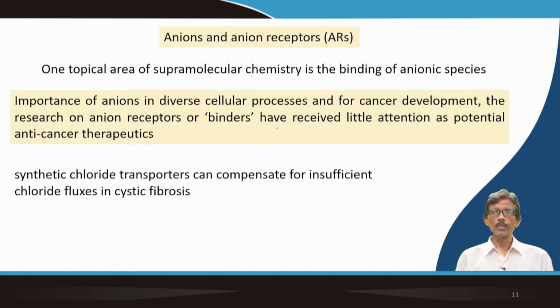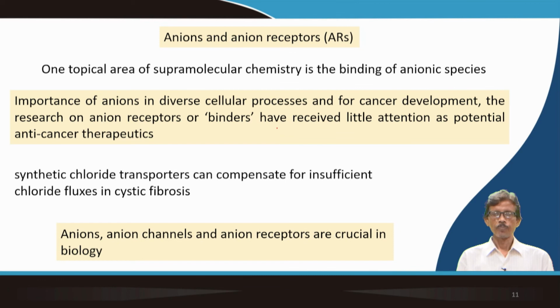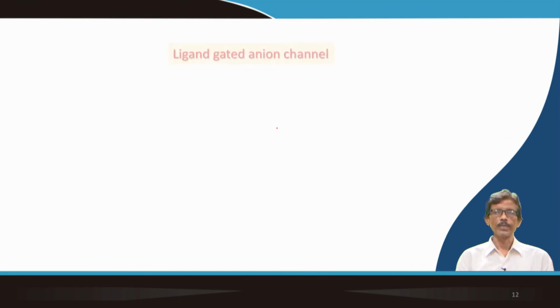So, synthetic chloride transporters basically, which are moving chloride, binding chloride, transporters meaning transporting, receptors being binders, compensate for insufficient chloride influxes in cystic fibrosis. So, if there is a diseased condition, cystic fibrosis is related to the chloride imbalance of the chloride transporters. So, how that can be managed by something. So, you have anions, then you have the anion channels through which your anion is passing, and your synthetic chloride transporters are also there, which bind the anion like chloride or carbonate or bicarbonate and move from one point to the other, and are therefore crucial in biological studies.